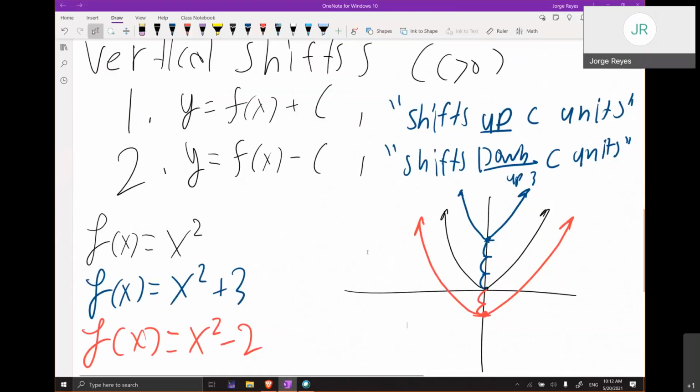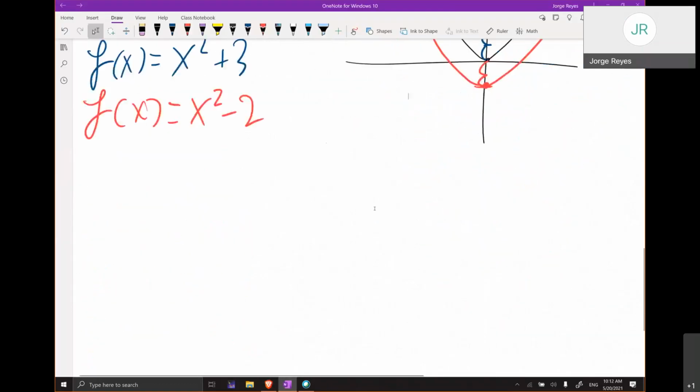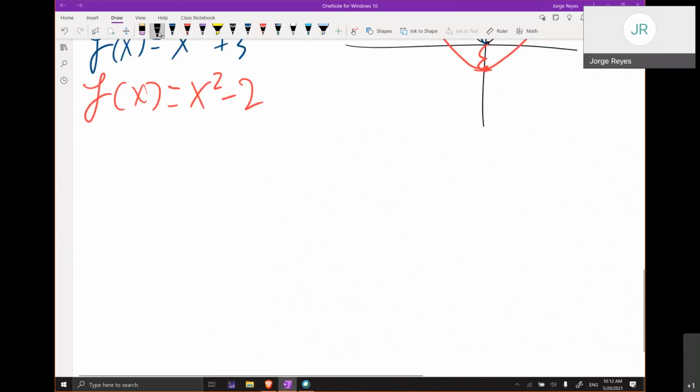All right, so that's vertical shifts, not complicated, I hope. All right, the next obvious thing I need to show you is how do we do horizontal shifts, so side to side.